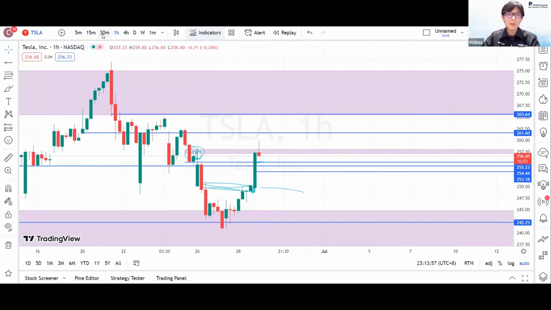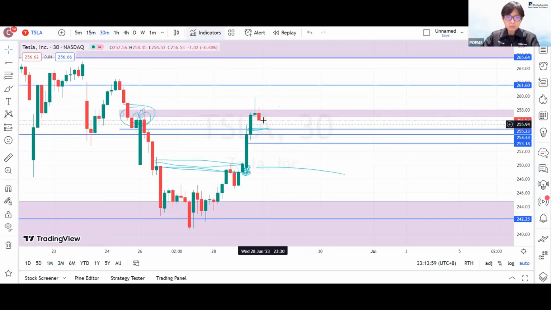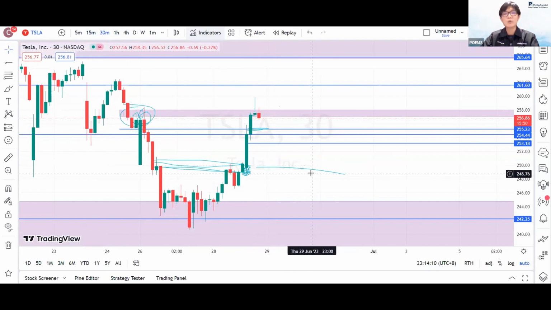So for now, Tesla is rejecting. We have a lower low already. Now you still have to wait for 2 candles. 11:30, this candle closed bearish. Subsequent candle rejects this zone again. We will probably be looking at a 250, 249 level.